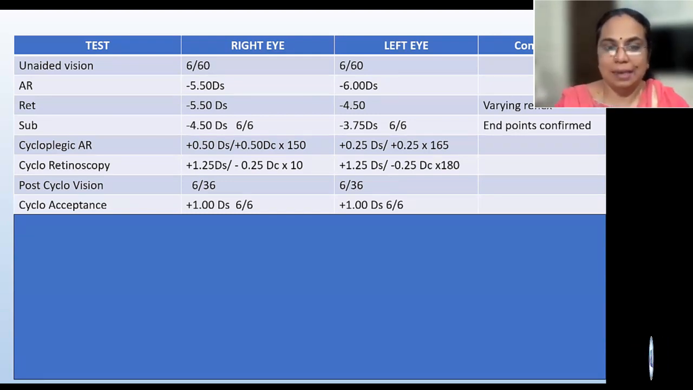And the acceptance in cycloplegic was plus 1 diopters. The patient was reading 6/6. So all the way from minus 5.5, it went to plus 1 diopter. So this is one case where, yes, definitely using a cycloplegic drop would make a difference. Okay. So what do you think the next plan of action would be or should be?